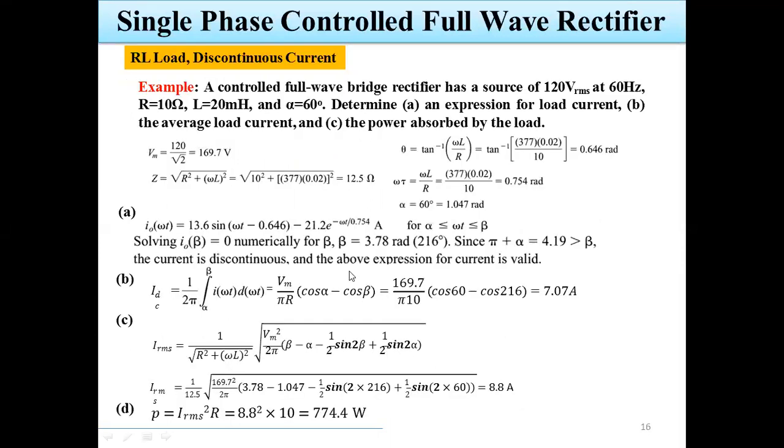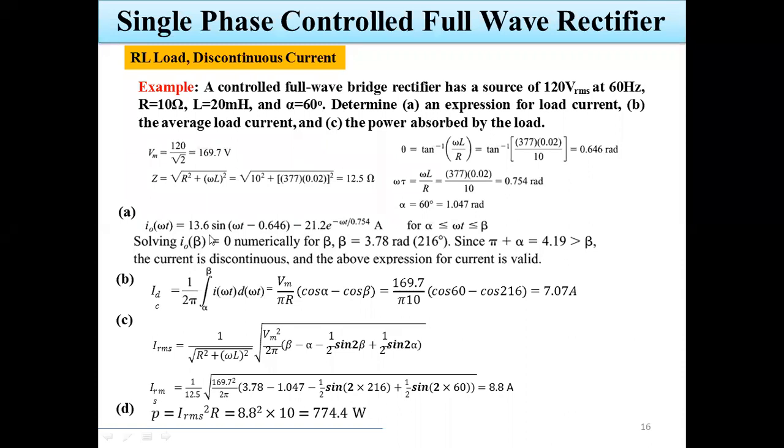Next, go to the problem. Consider a controlled full wave rectifier with a source voltage of 120 volts RMS at 60 Hz, R equal to 10 ohms, inductance L equal to 20 millihenries, and firing angle alpha equal to 60 degrees. Determine an expression for the load current i0 of omega t, for both steady state and transient current. Then the average load current and the power absorbed by the load.